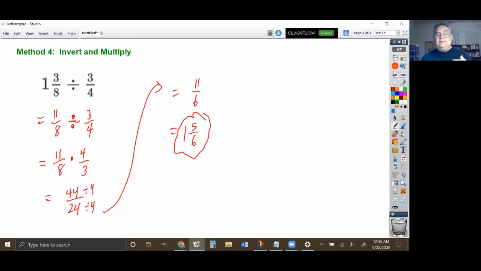You're wise to learn them and know how they work, but the invert and multiply one and the common denominator division are my favorite.